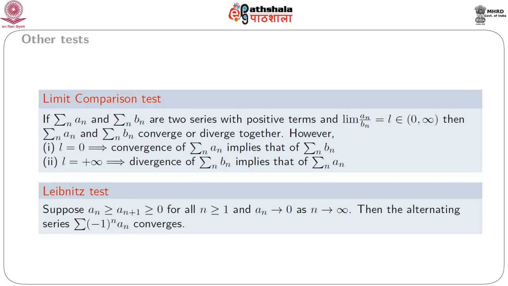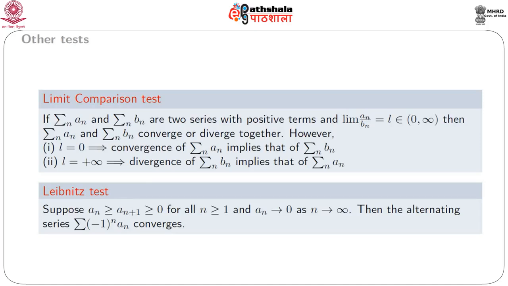And lastly, we shall discuss one test for alternating series. So far we have discussed tests for series with non-negative terms, and now for the first time we shall discuss a test for series with both positive and negative terms. This is known as Leibniz test. Suppose a_n is greater than or equal to a_(n+1) greater than or equal to 0 for every n greater than or equal to 1, and a_n tends to 0 as n tends to infinity, then the alternating series summation of (-1) to the power n a_n converges.